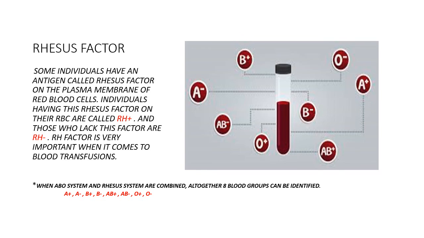Rhesus factor is very important when it comes to blood transfusions. When ABO system and rhesus system are combined, altogether we get 8 blood groups as A positive, A negative, B positive, B negative, AB positive, AB negative, O positive and O negative.